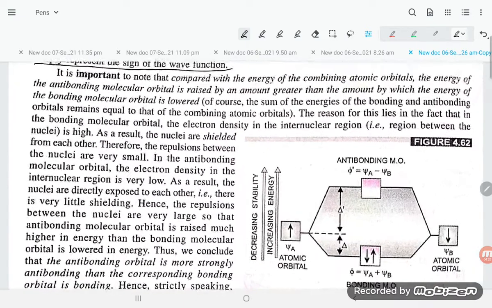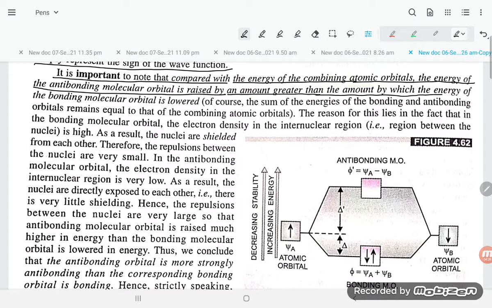It is important to note that compared with the energy of the combining atomic orbitals, the energy of the antibonding molecular orbital is raised by an amount greater than the amount by which the energy of the bonding molecular orbital is lowered, or of course the sum of the energies of the bonding and antibonding molecular orbitals remains equal to that of the combining atomic orbitals.